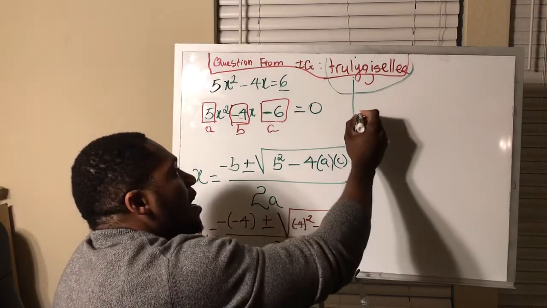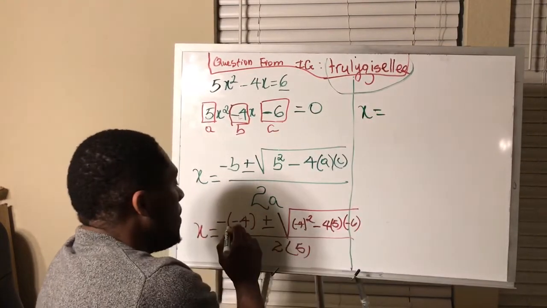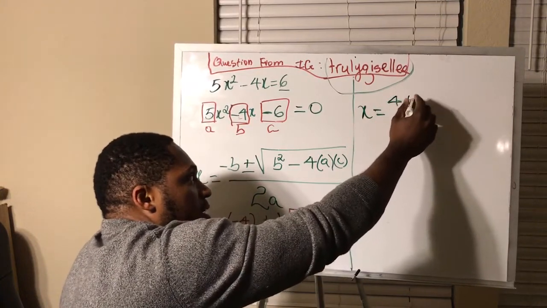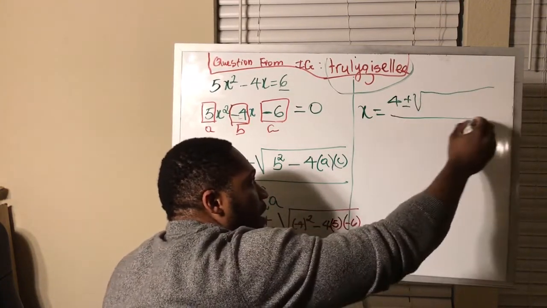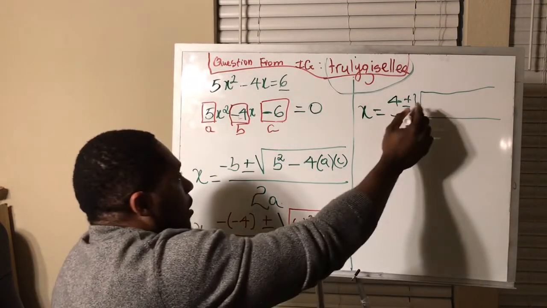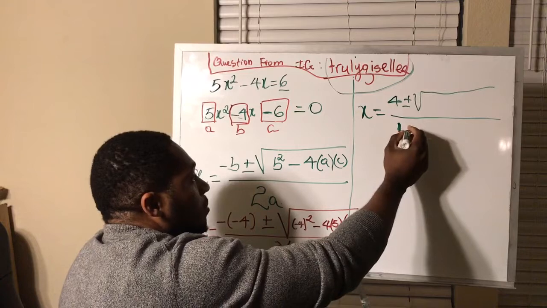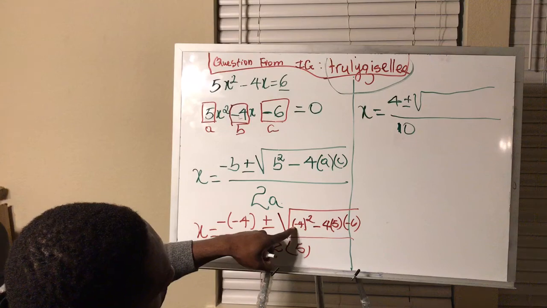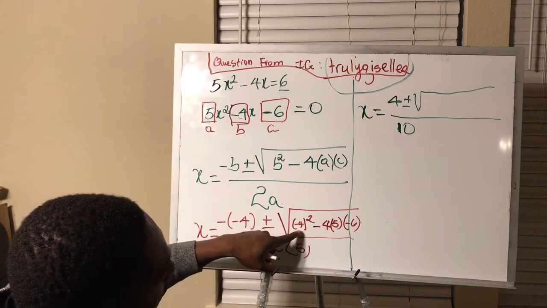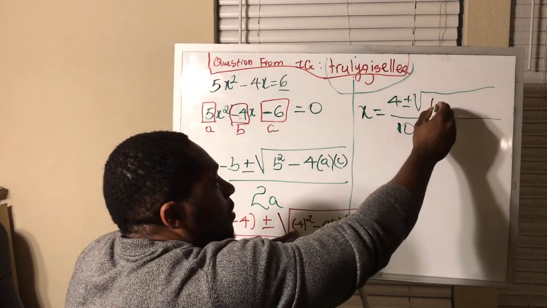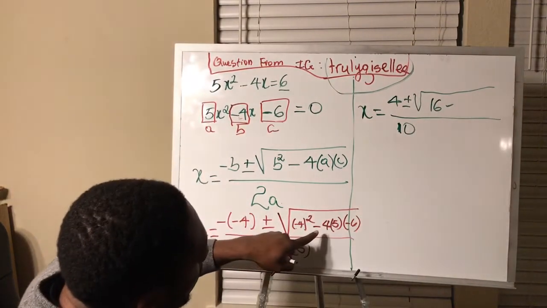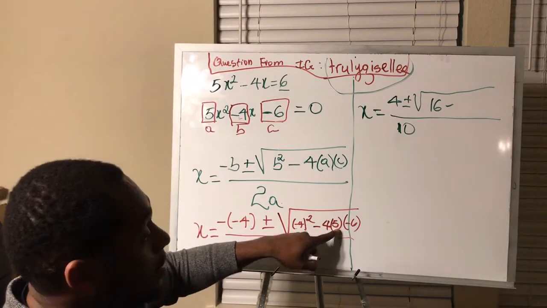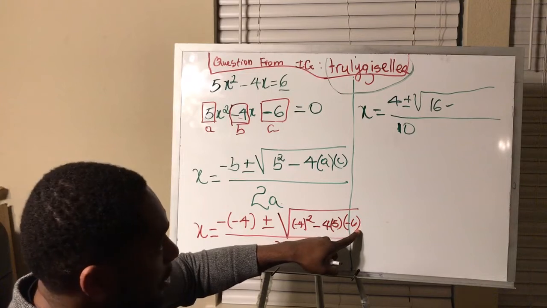So we have x is equal to minus 4 is positive 4, plus or minus square root of, divided by 2 times 5 is 10. I'll come back to whatever is under the square root. 2 times 5 is 10, right? So what do we have here? Negative b squared, negative 4 squared, that's 16, minus 4 times 5, 20, times 6, 120.